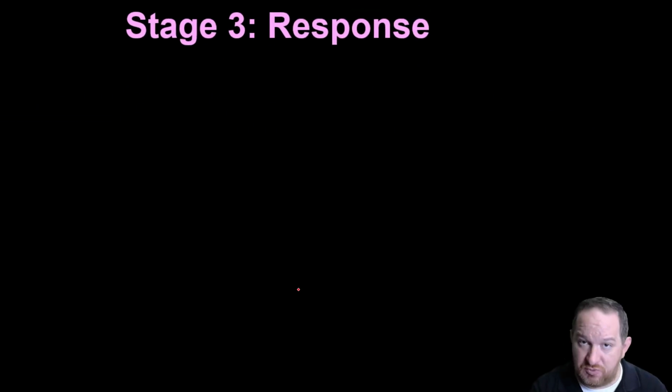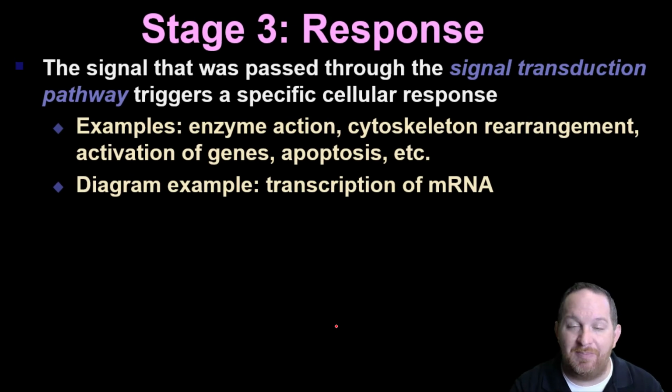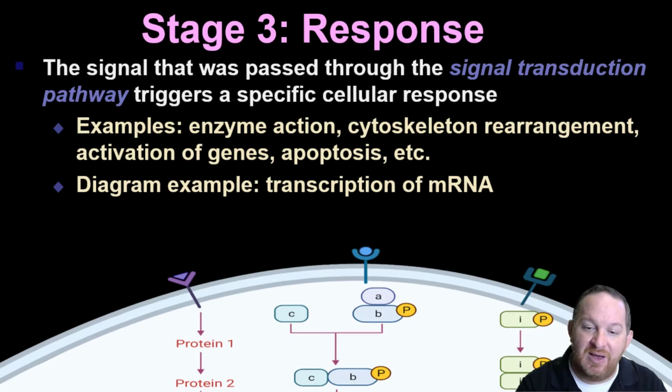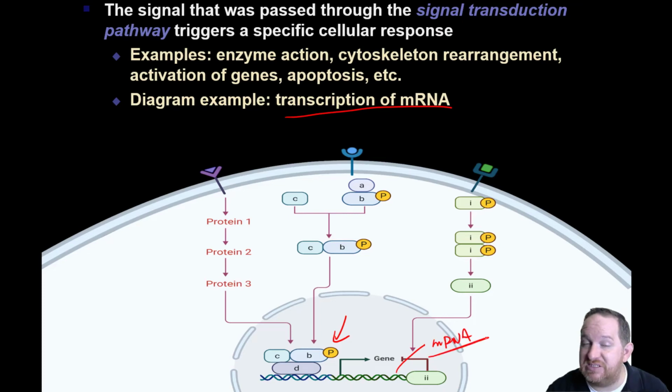Then finally, stage 3, response. So once the signal passed through the pathway, we're going to need to get some response. That's the whole point of this. The cells are communicating. It sent a signal. Now we need a response. And they can be in many different ways. I've showed you this diagram before, but in this diagram, what you can see, the ultimate response was transcription from the DNA into some messenger RNA. Okay, that might be a response that we wanted.